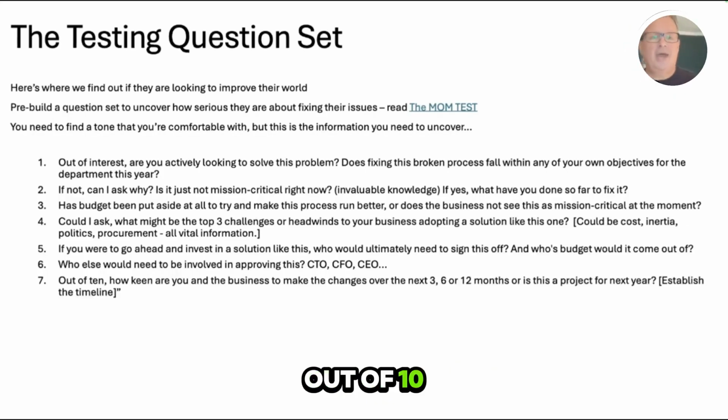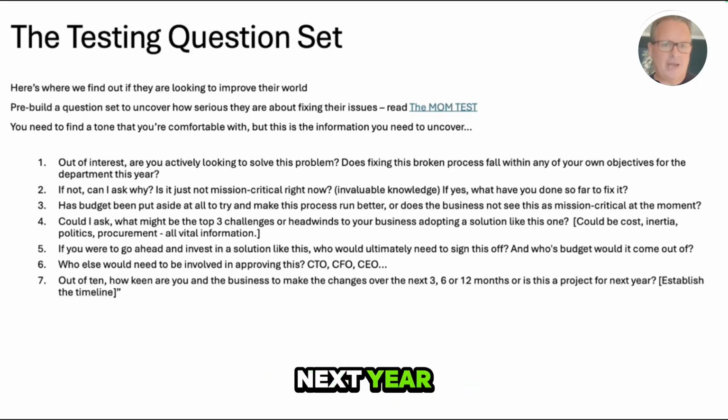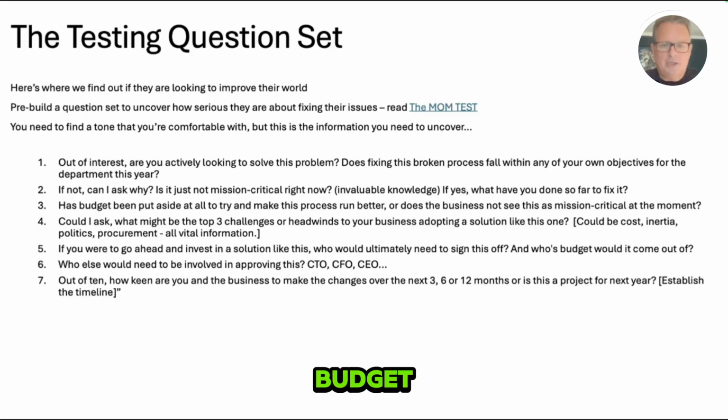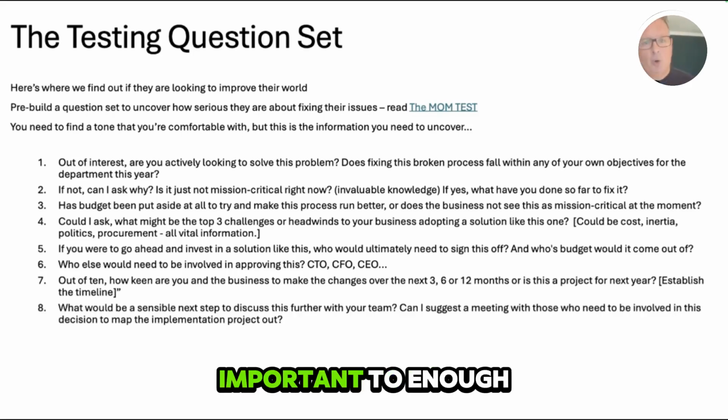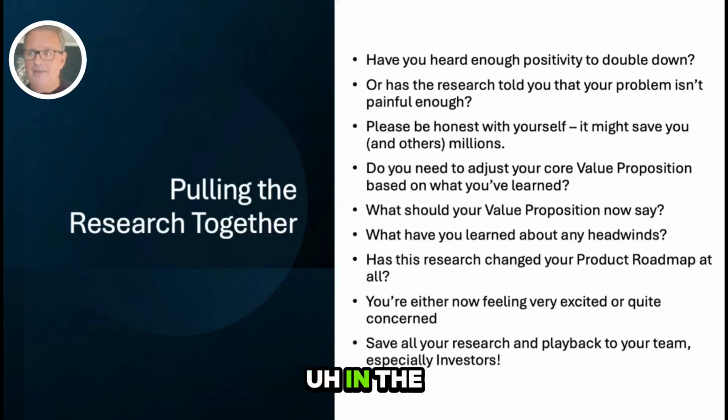Out of 10, how keen do you think you and your business are to make these changes and be better over the next 3 months, 6 months, and 12 months? Is this a project for next year? You're trying to establish appetite, timeline, budget. Just ask for honest answers, right? They'll give you honest answers. If it's not important enough, your value proposition isn't sharp enough, it's not fixing enough pain, and it's better to find out now than when you burn through £1 million of sales and marketing time.